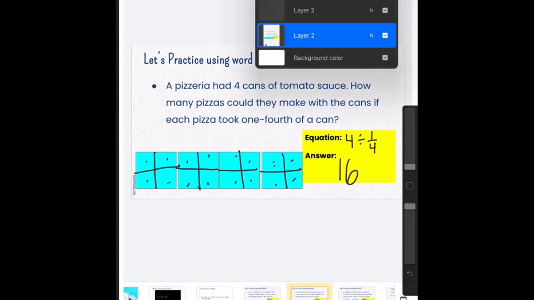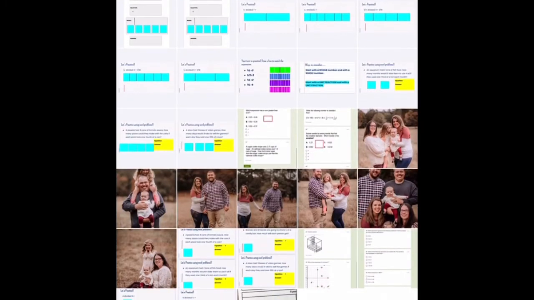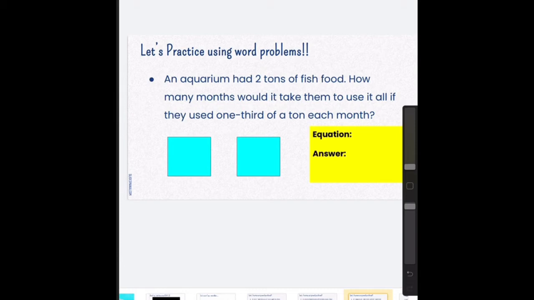Next question. An aquarium has 2 tons of fish food. How many months would it take them to use all the fish food if in 1 month they only use 1/3? So here's my 2 tons of fish food, 1, 2. And I need to split them up into thirds. So 2 divided by 1/3 is my equation.